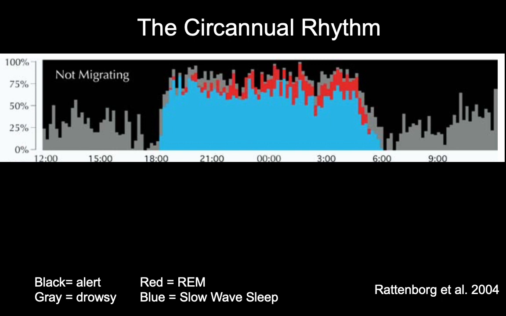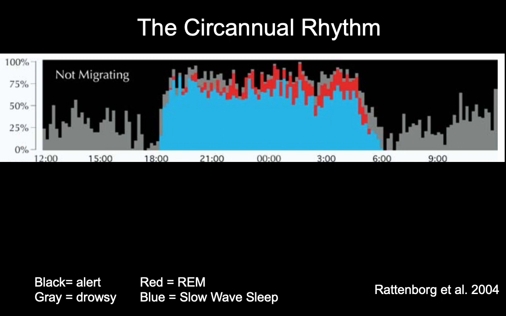So this is what you would expect from any kind of diurnal animal, right? They're sleeping at night, and they're active, the black portion, during the day. And they go through bouts of rest, which is the gray, during the day, but they're not sleeping. There's no slow wave activity in the brain going on.